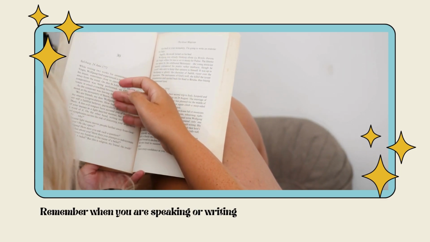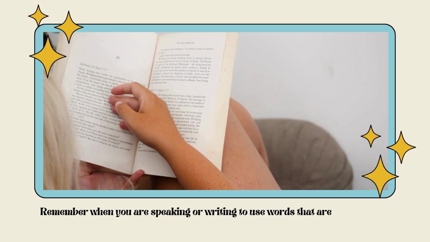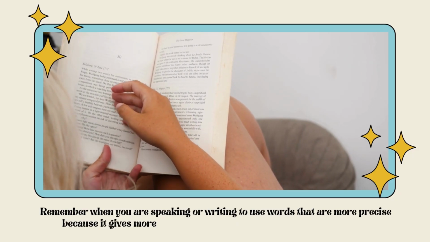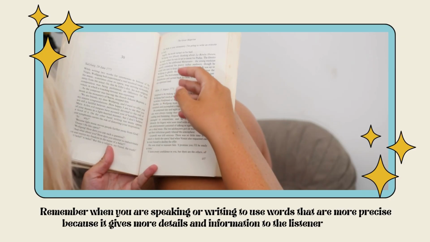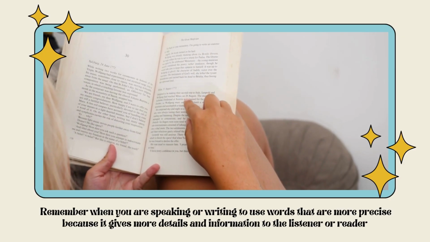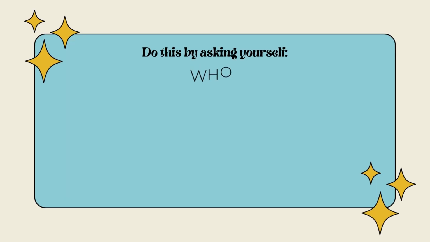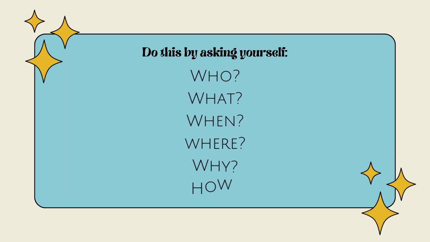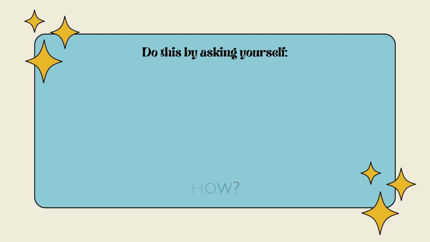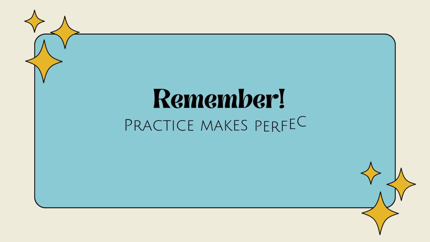So please remember that when you are speaking or writing, to use words that are more precise because it gives details and information to the listener or reader. Remember, do this by asking yourself questions like who, what, when, where, why, and how. And remember, as always, while learning English, practice makes perfect. Don't forget to practice this.